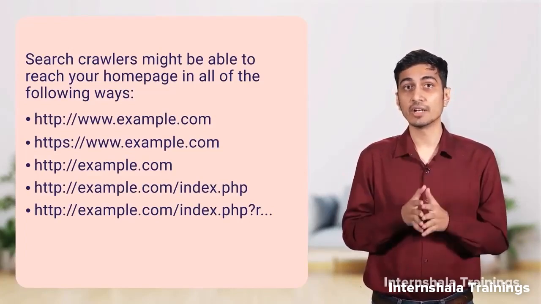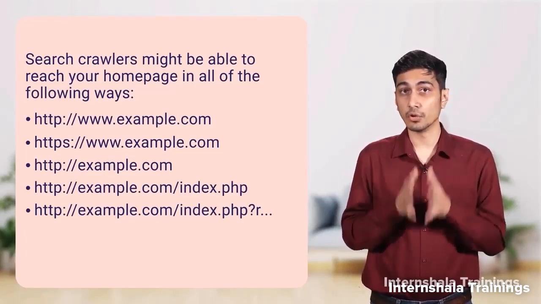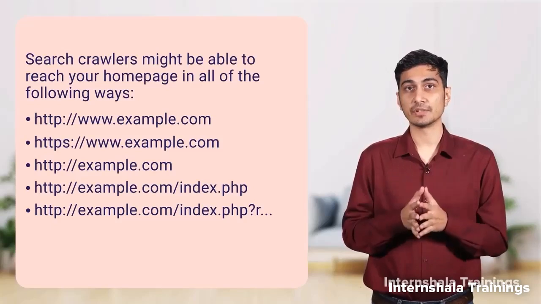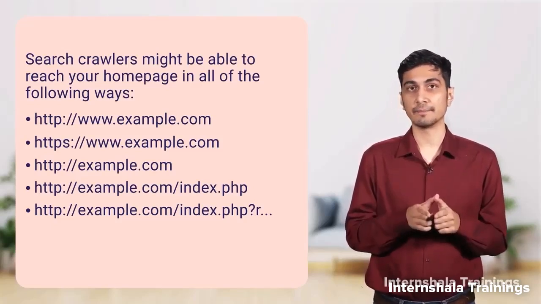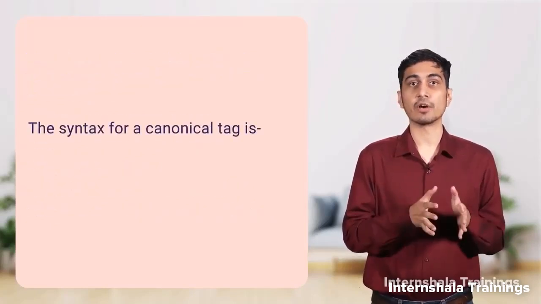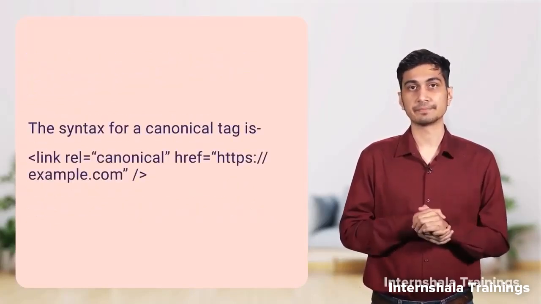Therefore, a canonical tag is important to let the crawler know the primary version of the page so that the others are not considered as duplicate content. The syntax for a canonical tag is something like this.